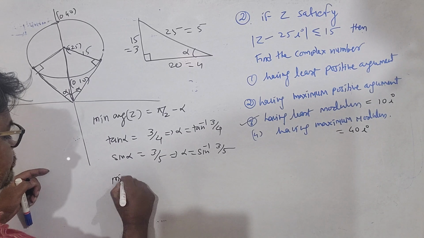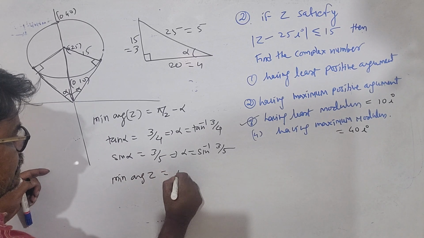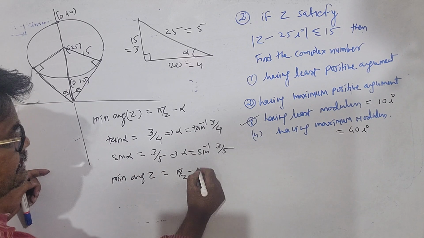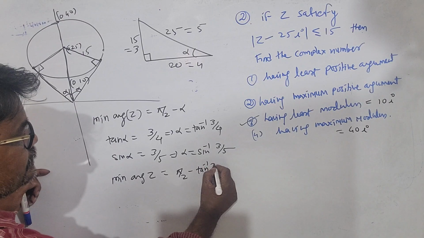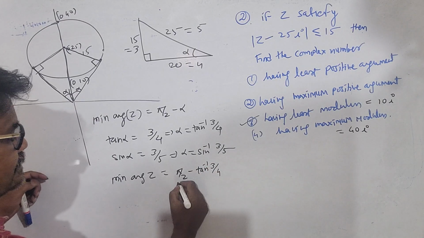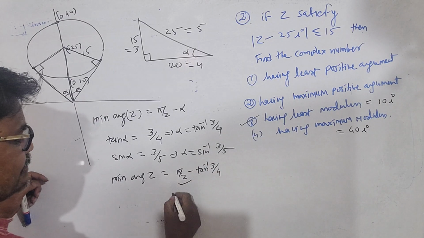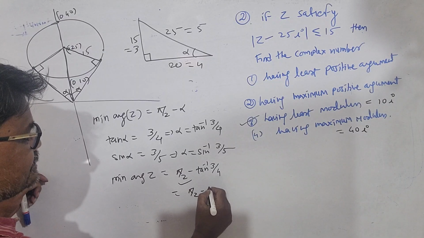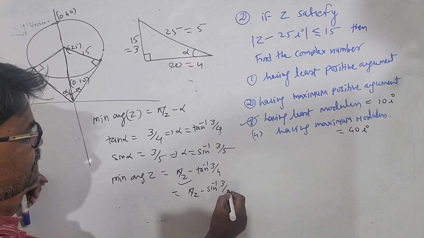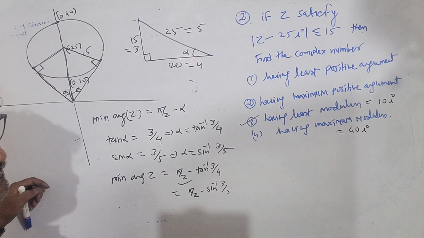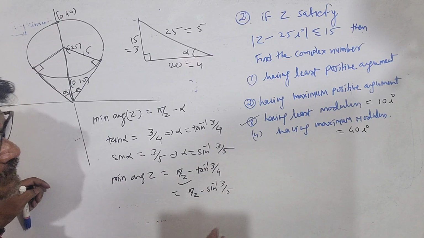So the minimum argument of z is pi by 2 minus tan inverse of 3 by 4, so this is your answer. Or you can say pi by 2 minus sin inverse of 3 by 5, this is your answer. Or pi by 2 minus cos inverse of 4 by 5.